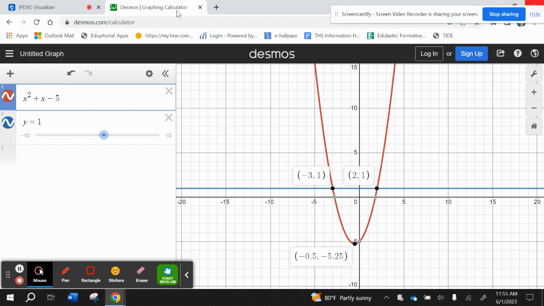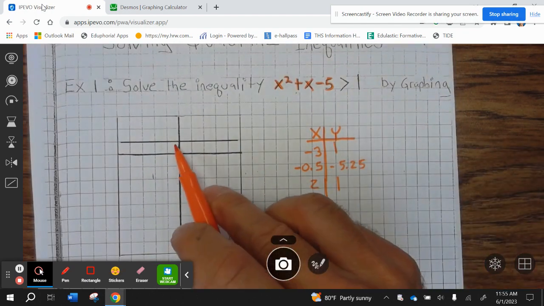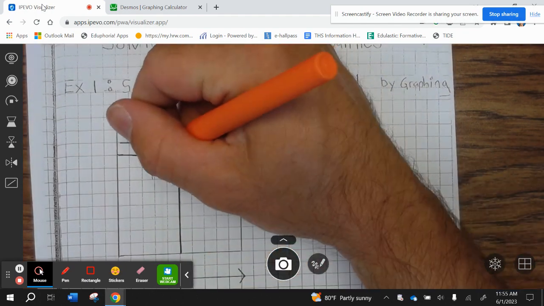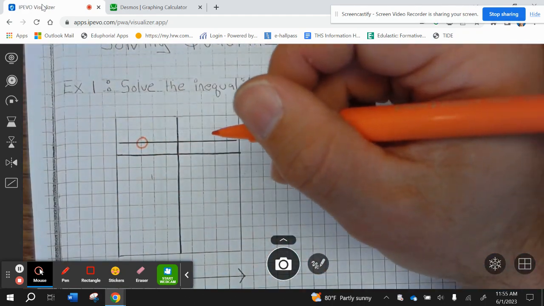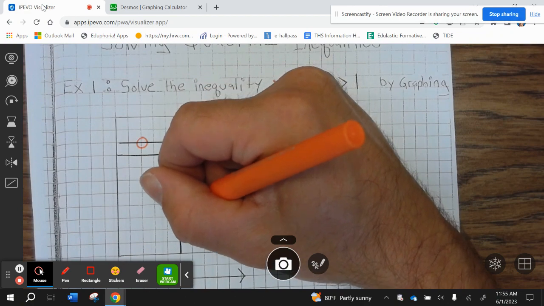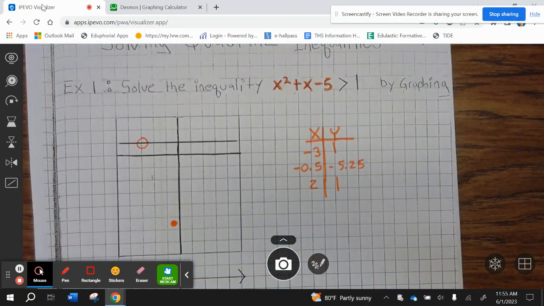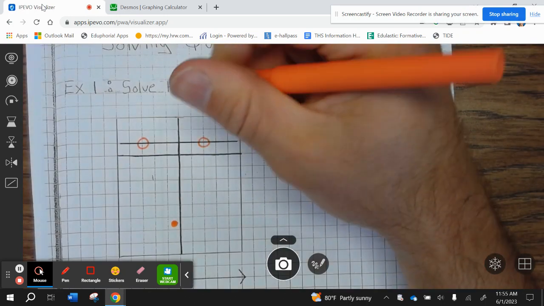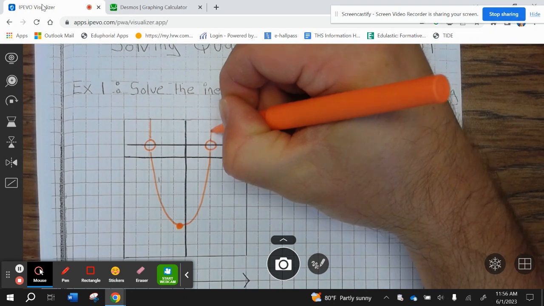All right, so let's go ahead and graph those points. Since there's no line underneath, the points that intersect are open circles, so negative 3, 1. The vertex is negative 0.5, 1, 2, 3, 4, 5, so about right there. And then 2, 1.